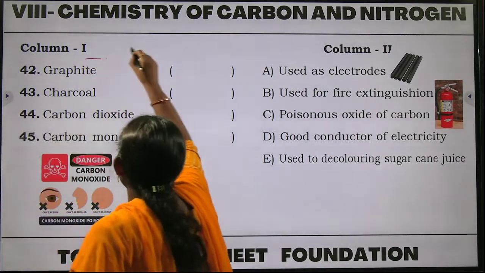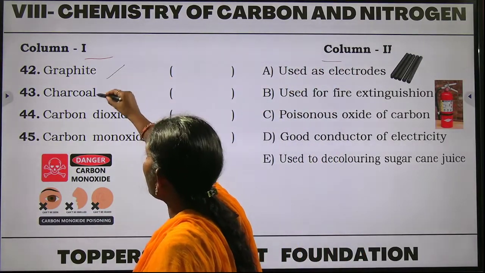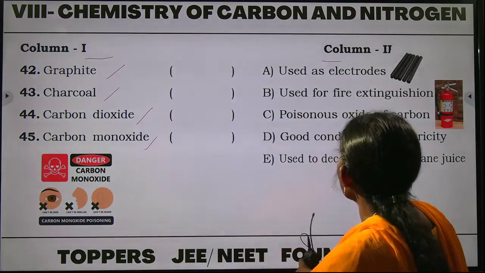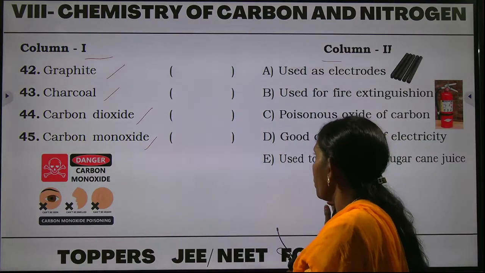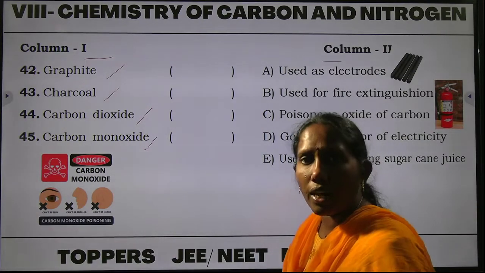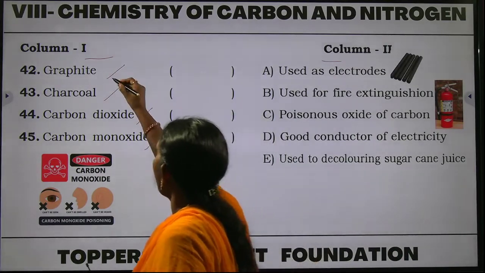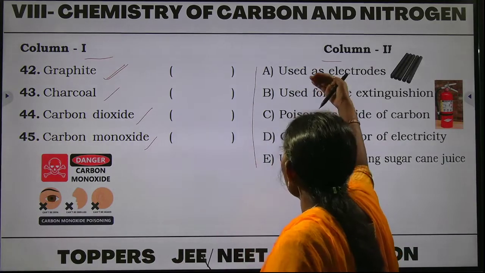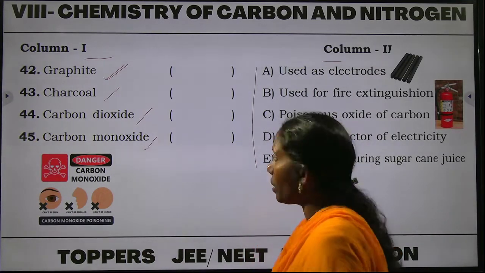Here two columns are given. In the first column they have given graphite, charcoal, carbon dioxide, carbon monoxide, and on this side they have given the uses of those. Okay, let us check and match column 1 with column 2. Graphite. In the given A, B, C, D, E options, which one is correct for graphite? We have to pick up that correct answer for graphite.